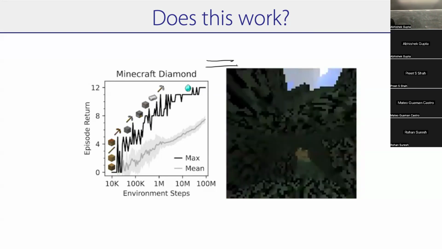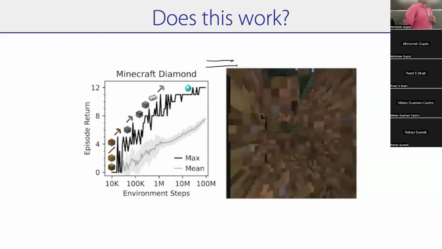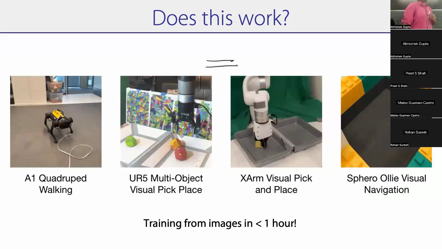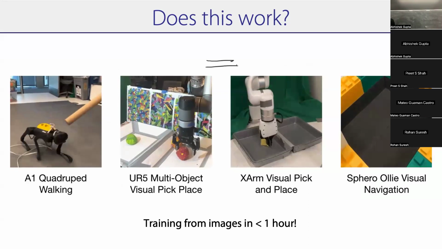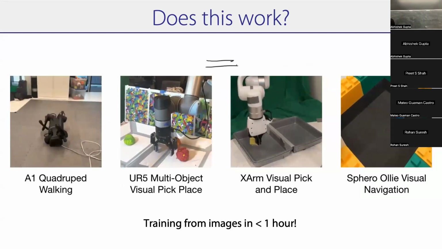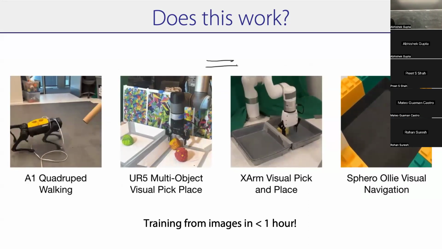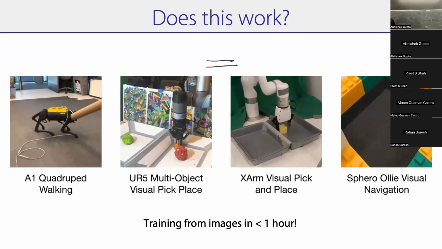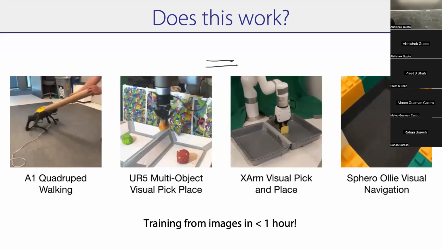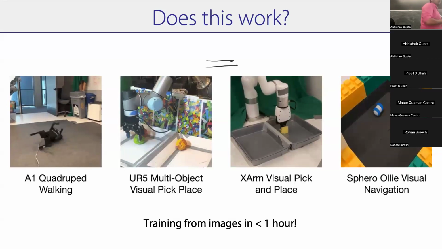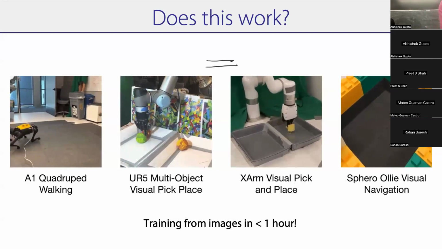It's escaping. Good. And the thing that I found even more impressive was that they applied this to a bunch of robots. And so this is dog walking, some taking place. They have a weird spherical robot that is rolling around, which is kind of cool. But all of these were training in less than an hour from images in the real world, which is quite impressive.